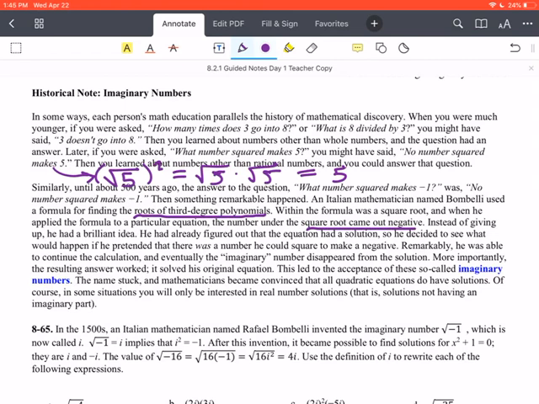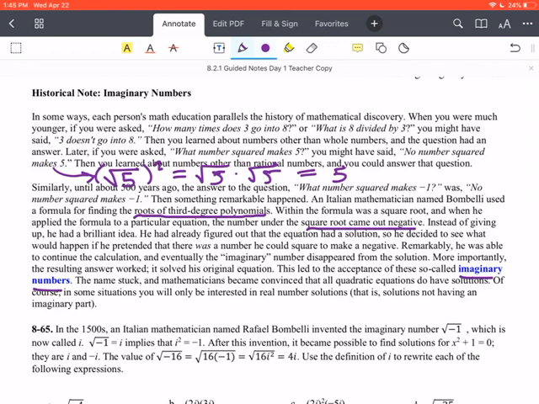He had already figured out that the equation had a solution, so he decided to see what would happen if he pretended that there was a number that he could square to make a negative. Remarkably, he was able to continue the calculation, and eventually the imaginary number disappeared from the solution. More importantly, the resulting answer worked. It solved his original equation. So this led to the acceptance of what we now know today as imaginary numbers.